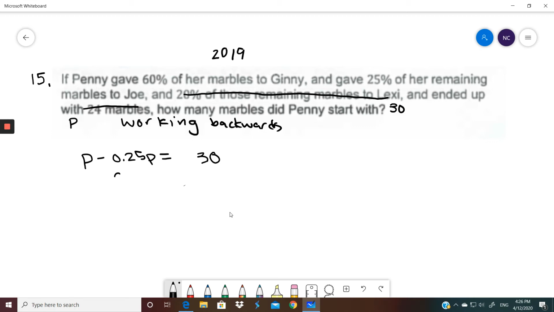So now we have to solve this again, 0.75P equals 30. And now we figure out that P equals 40. So before she gave 25% of her remaining marbles to Joe, Penny had 40 marbles. So we can write this here and cross it out, 40.